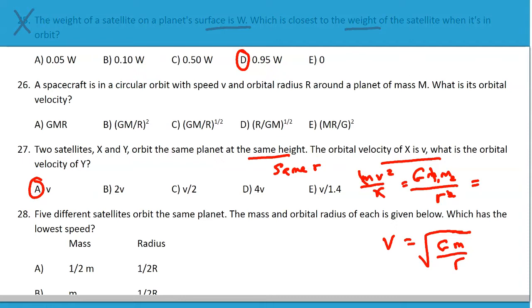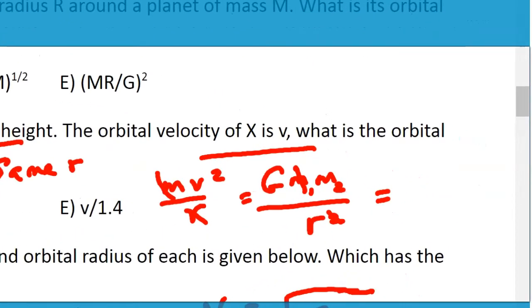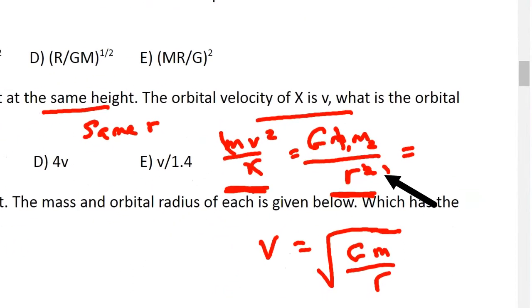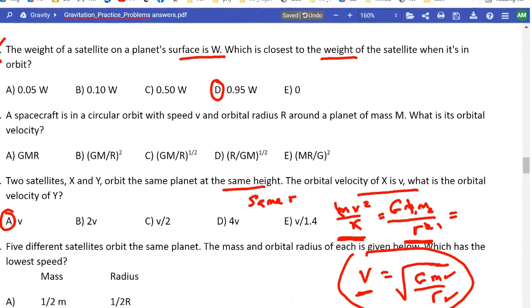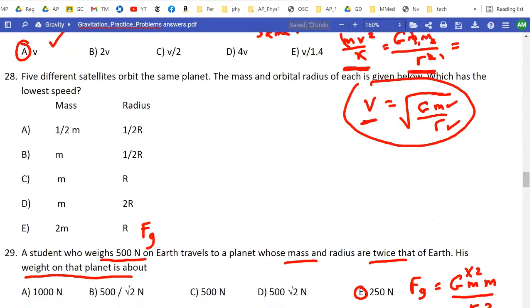Orbital velocity of x is v. What's the orbital velocity of y? Well, let's take a look. What orbital velocity is v? It's this. We use this equation because it relates v and r. The centripetal force is gravity, so mv squared over r is the gravity equation. Cross out the smaller m, and cross out one of the v's here, and then make this a 1. So then you get this equation, and you say, well, if this doesn't change, this is the same, so the v is the same, and that's why it's that answer there.